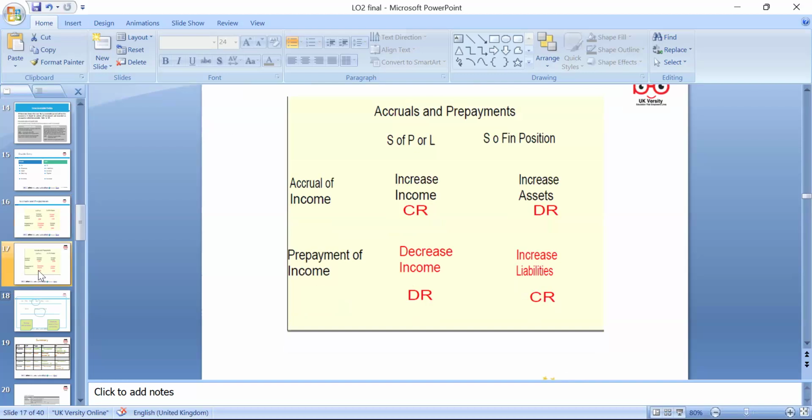Okay, so we can think about accrual and prepayment in terms of accrued income. In the first place, when you receive the cash, you debit the cash and credit the sales. But if it is accrued, we have to look at the increase. So accrued income will be debit, and under the profit and loss, the income will be credit, because it is income earned but not received.